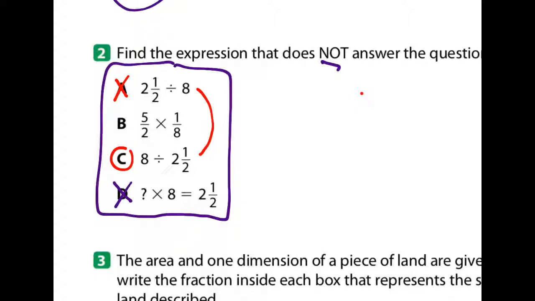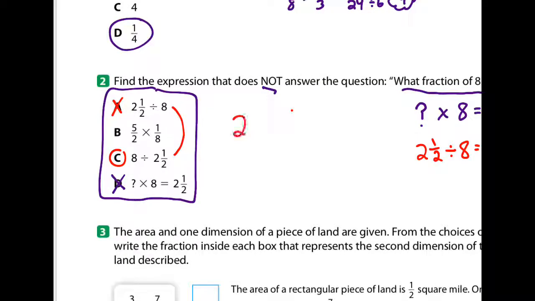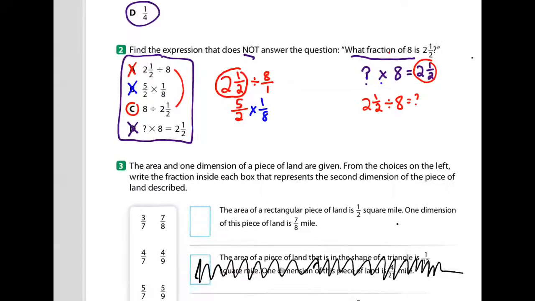All right, but how would they have gotten B? Let's talk about that one. If I were solving this problem, 2.5 divided by 8. First, remember 8 can be written as 8 over 1. I would change 2.5 to 5/2 divided by 8 over 1, right? Oops, I'm sorry, I wrote multiplication. So if I then solved it, I would have to do 5/2 times the reciprocal 1/8. And isn't that B? All right, so the one that would not answer that question was definitely C. If you had that one right, give yourself a check.